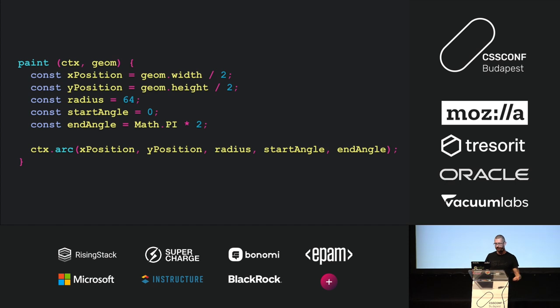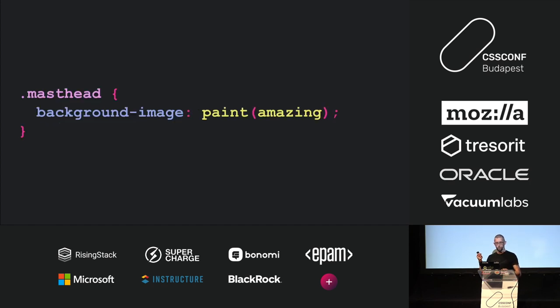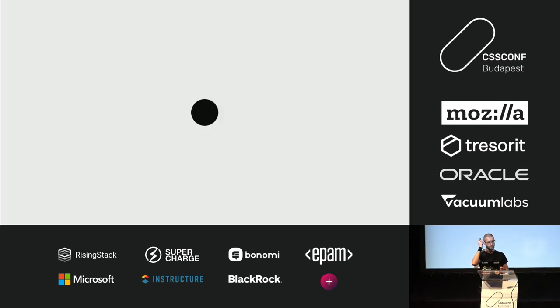So here's an example of a minimally viable paint method which draws a solid black circle with a 64 pixel radius smack dab in the middle of the canvas, no matter what the size of that canvas is. And so if we assume this super basic paint worklet gets registered under the not at all ironic name of amazing and we apply it to an element, we'll get this totally amazing thing that in no way could be replaced by a static image whatsoever.